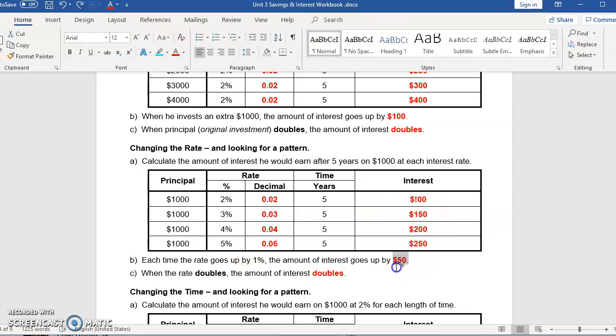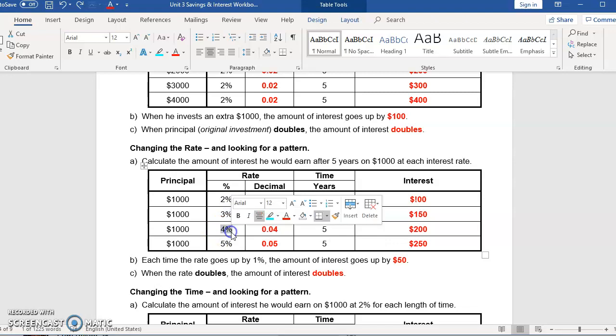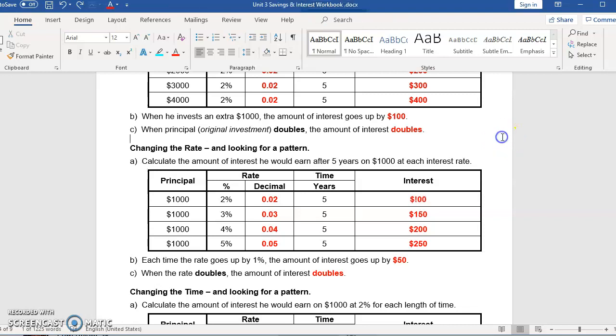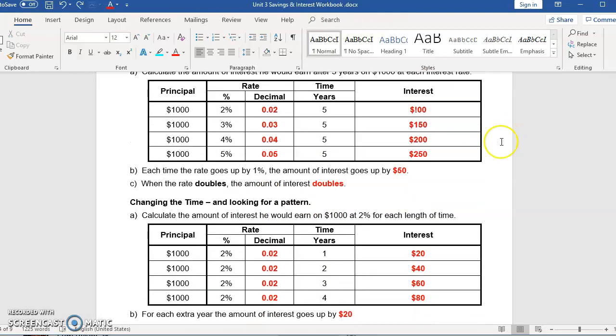That's what I put right here. When the rate doubles, the amount of interest also doubles. Let's see how that's right. Well, 2% and 4%. Let's look at that. 4% is double 2%, and 200 is double 100, right? So when our rate doubles, the amount of interest we collect doubles.